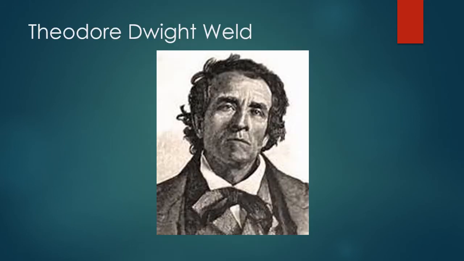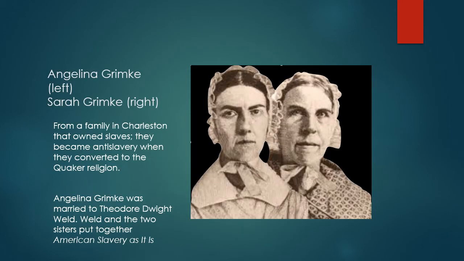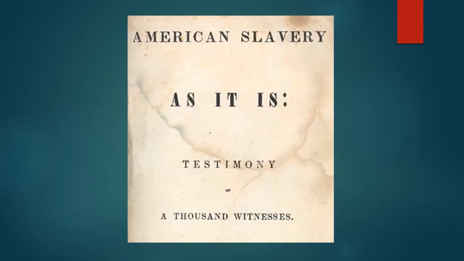Theodore Dwight Weld was an abolitionist who, along with his wife and her sister, Weld was married to Angelina Grimke, and her sister, Sarah Grimke. These three people together put together an important collection of primary sources that was named American Slavery as It Is, or sometimes you see the title as just Slavery as It Is.